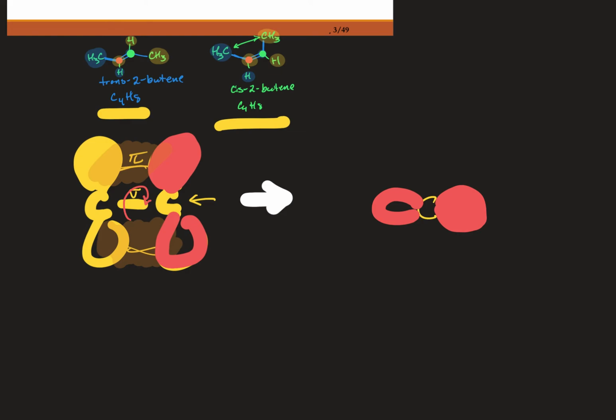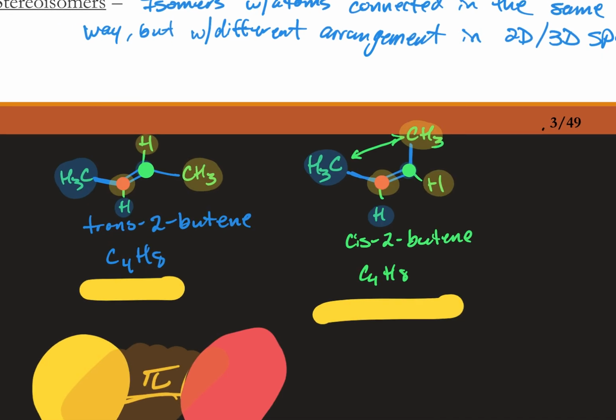And the back one, which I don't know how yellow or blue got selected there, should be yellow. They'd be like this. And so they're no longer overlapping. They're not creating that pi bond. So you can't convert between the cis or trans isomers. You have to break the double bond.